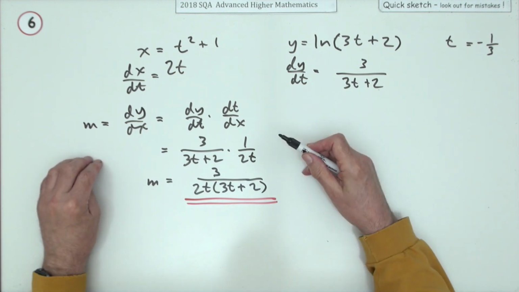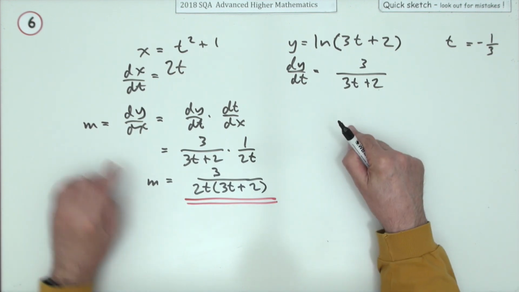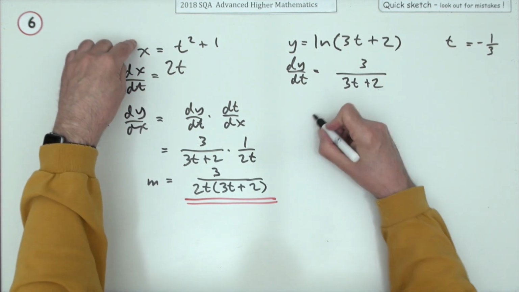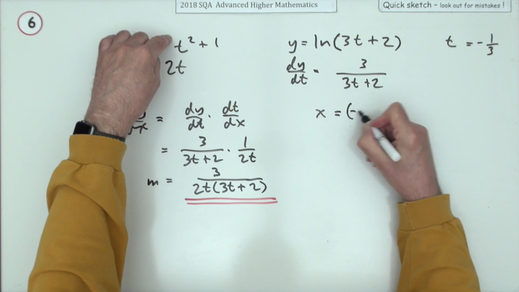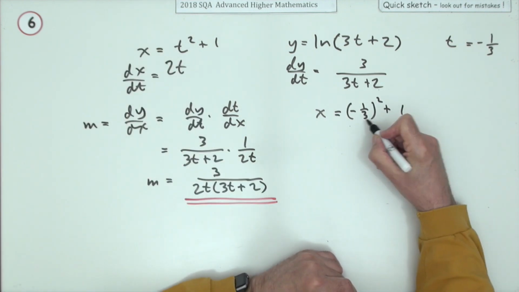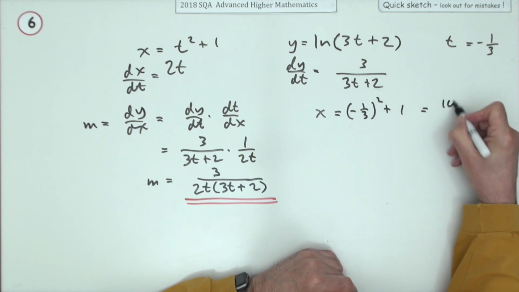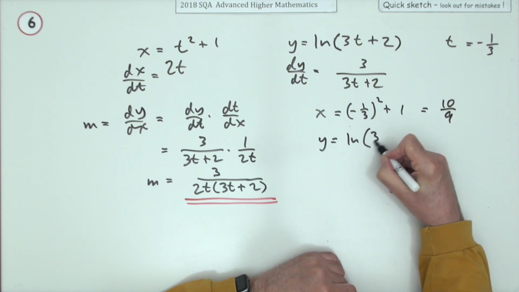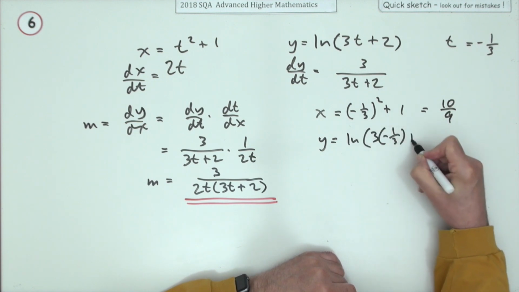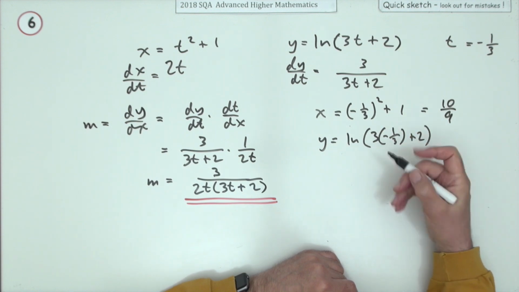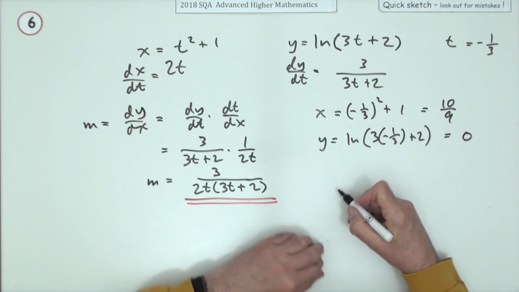So to get the equation of the tangent, you need the x-coordinate, the y-coordinate and the gradient. At this parameter, well x, I'll just have to do them separately. X is going to be negative a third squared plus 1. Well, that's a ninth plus 1, so that's 10 upon 9. Y is going to be ln of 3 times negative a third plus 2. Well, that's negative 1 plus 2, which is 1, and the log of 1 is 0.